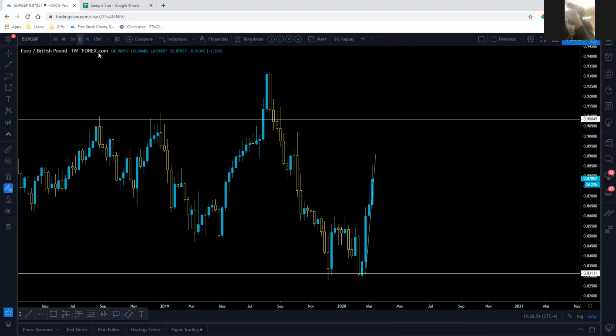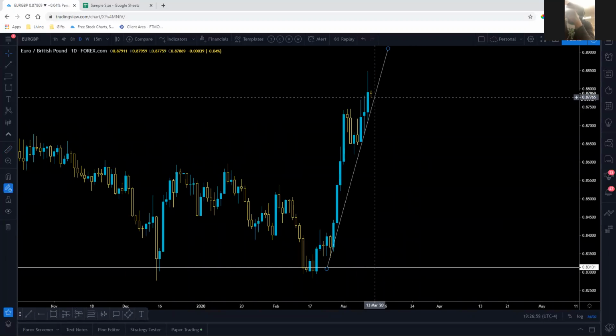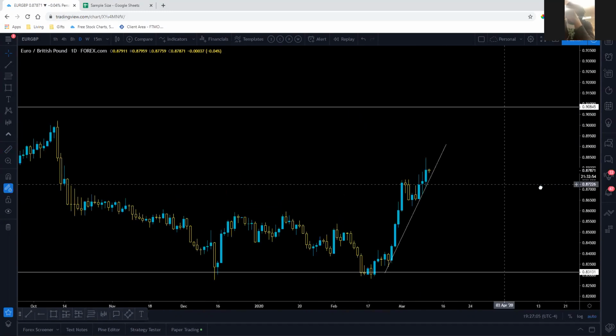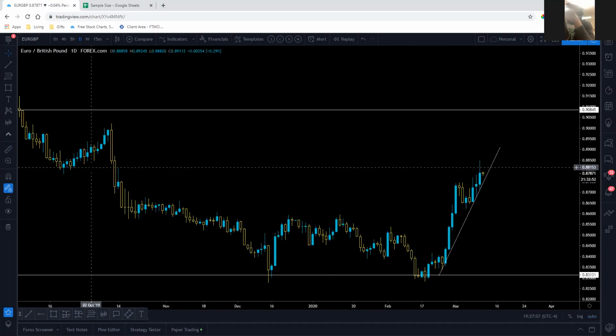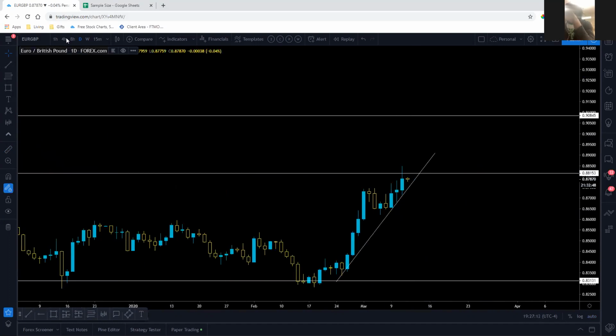But for now, let's focus on the lower time frame. We got this uptrend. We see price riding really close to it. We're not going to sell until that uptrend is broken. And we're going to put a supply zone right there. Okay.